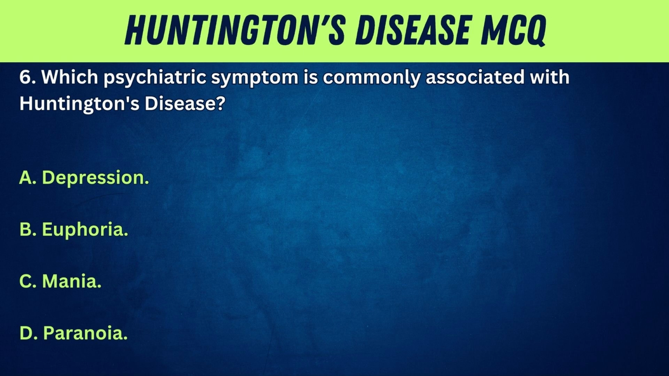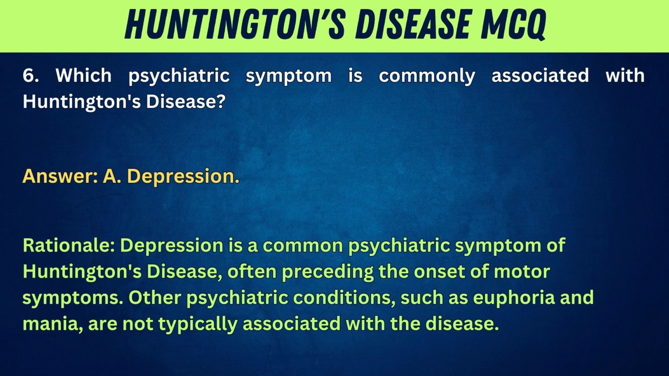6. Which psychiatric symptom is commonly associated with Huntington's disease? A. Depression. B. Euphoria. C. Mania. D. Paranoia. Answer: A. Depression. Rationale: depression is a common psychiatric symptom of Huntington's disease, often preceding the onset of motor symptoms.